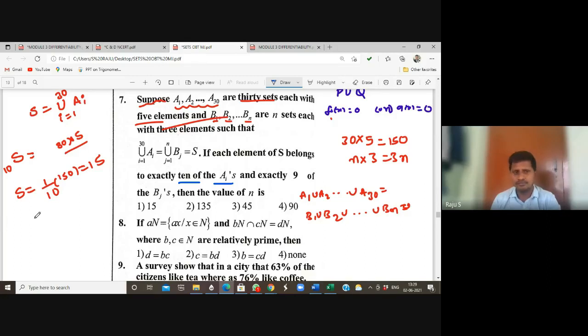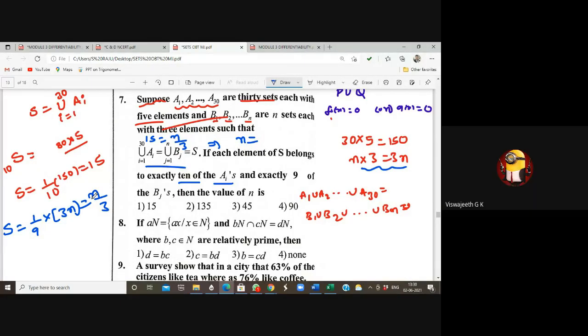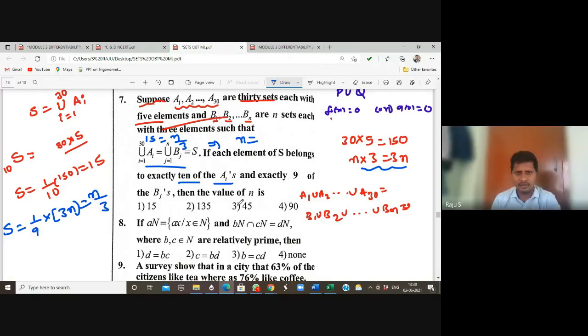This is 15. Then S is equal to, again they have given exactly 9 of the Bi, so 1 by 9 into the total number of elements, 3n, that is equal to n by 3. So both will be equal here. This value we got as 15, so 15 is equal to n by 3. So what is the n value? 45. This is the answer.